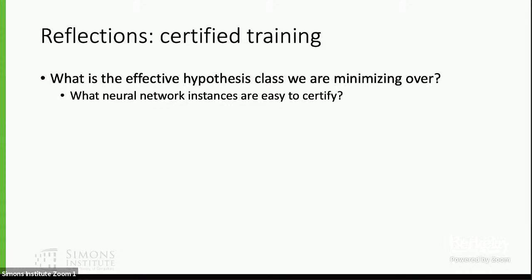And so when we are explicitly minimizing some bound, we're making things easy to certify, but in the process, what exactly is the effective hypothesis class, and is there something we can say about how expressive those classes are? Is that kind of what's the issue?